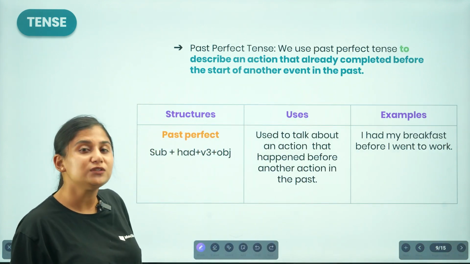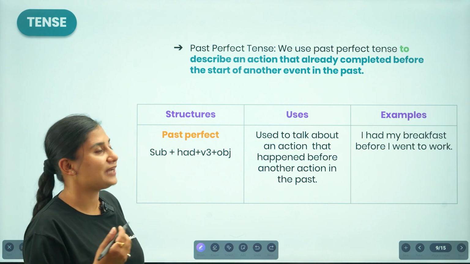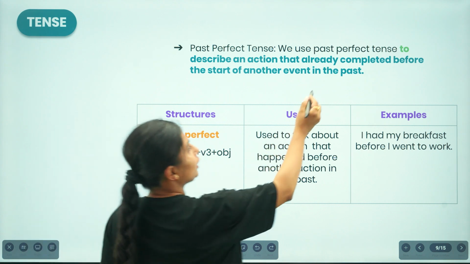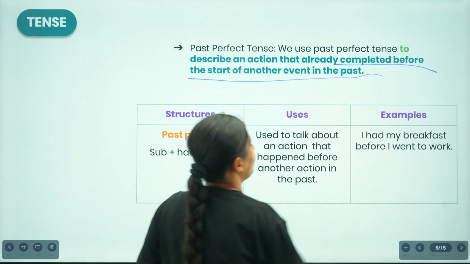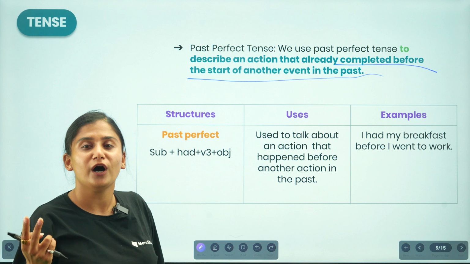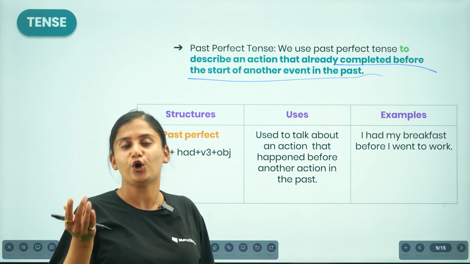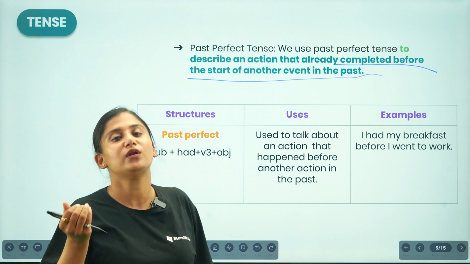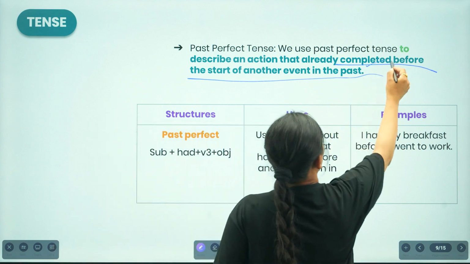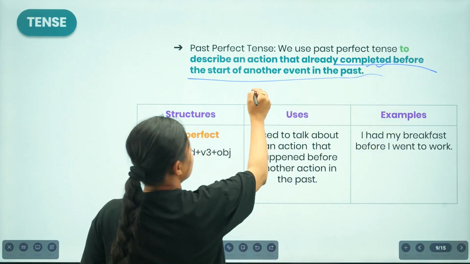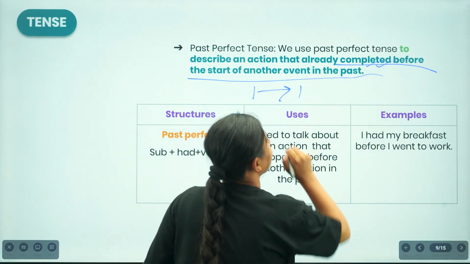Now let us move to another idea, that is the past perfect tense. So when do we use the past perfect tense? We use this past perfect tense in order to talk about an action that has already completed before the start of another event in the past. The thing is, in the past, two events occurred, but the occurrence of the second event took place only after the completion of the first event.